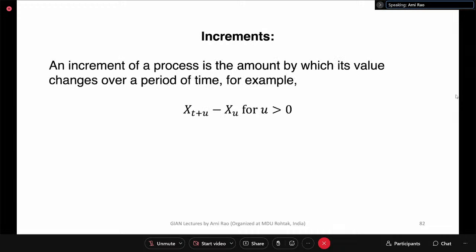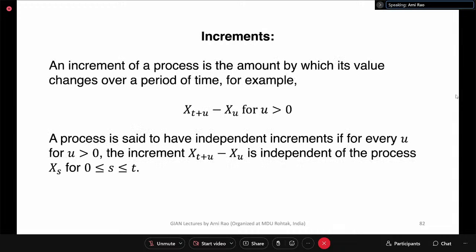Similarly for the increment, the name itself suggests it, so nothing to worry about. You have clearly understood the notation xu from your interaction. xu means the random variable at time u, and the random variable at time t plus u. If you take the difference, that's called the increment, the change in the value. The increment of a process is the amount by which the value changes over a period of time. If it is numerical, like a blood pressure example, the change is called the increment.